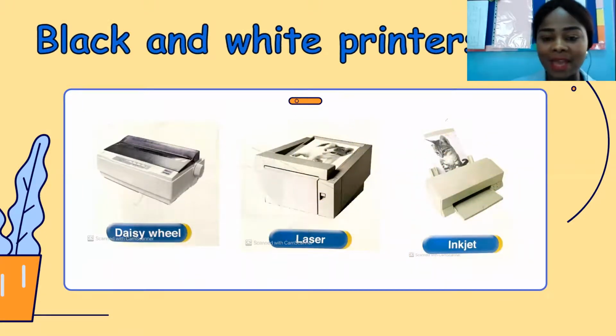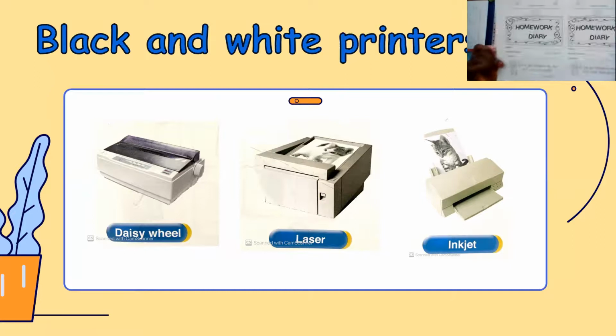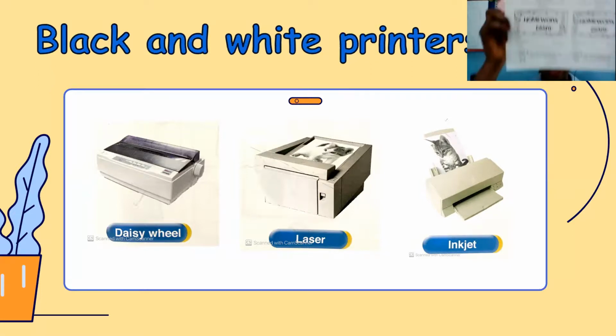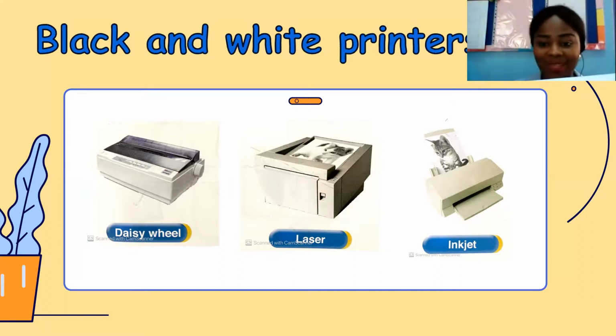Now let's take a look at the black and white printer. You remember I told you that some printers print in black and white. These are the printers that print only in black and white, and it comes out this way. Don't forget that whatever you print out is called a hard copy. And whatever is on your computer screen is called a soft copy. So this printer prints out our document in black and white.